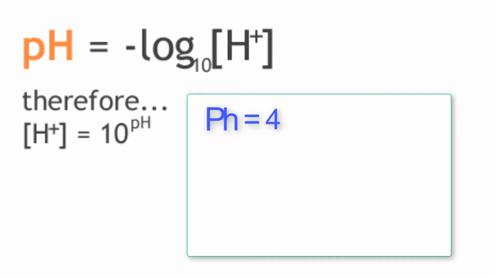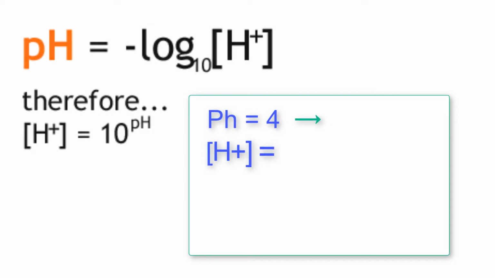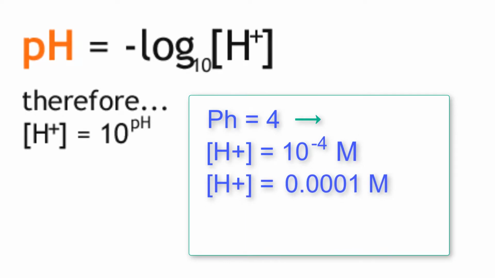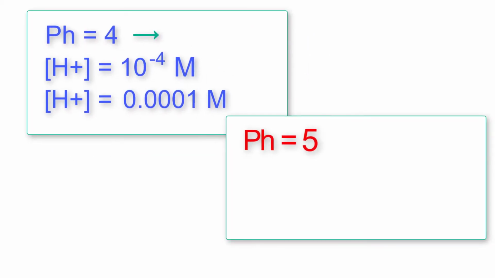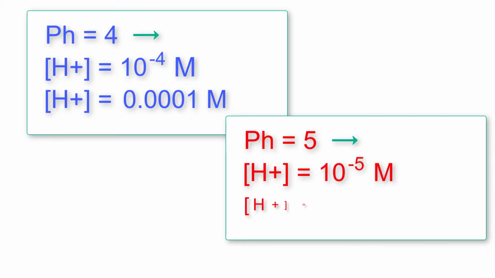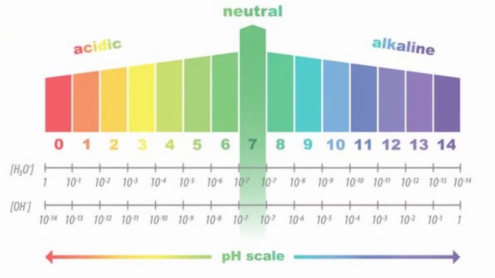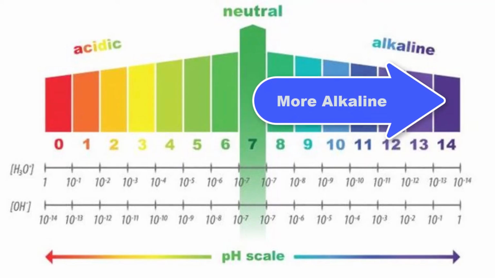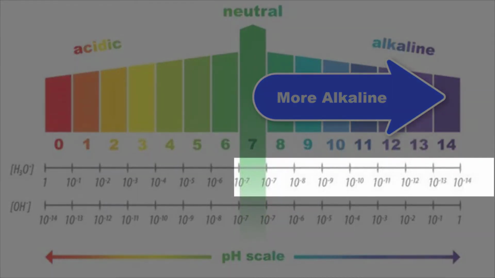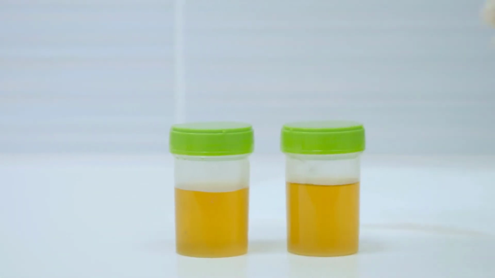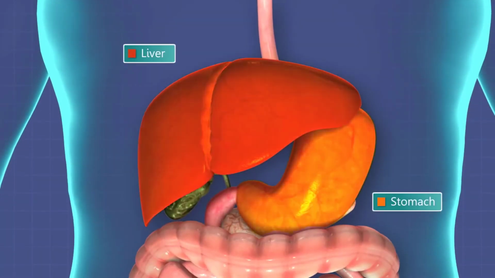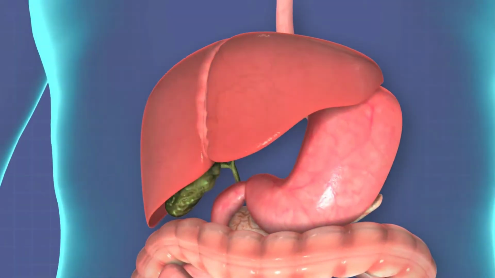For example, a pH of 4 corresponds to a proton concentration of 10 to the negative 4 molar, or 0.0001 molar, while a pH value of 5 corresponds to a proton concentration of 10 to the negative 5 molar, or 0.00001 molar. The higher the number above 7, the more basic or alkaline the solution is, or the lower the concentration of hydrogen ions. Human urine, for example, is 10 times more acidic than pure water. The HCl is 10 million times more acidic than water.